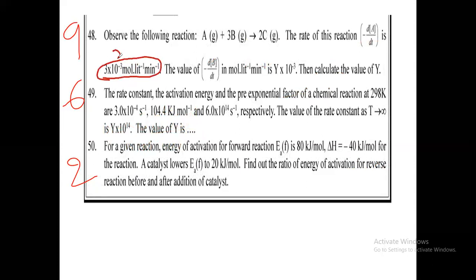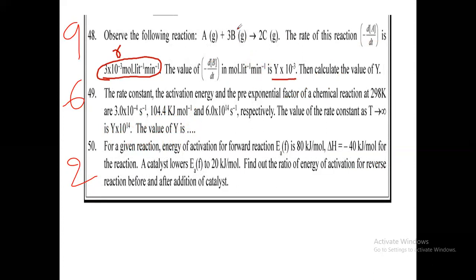The rate of reaction is given, which is equal to the rate of disappearance of A. Minus indicates disappearance. So the rate of disappearance of A and rate of reaction given is 3 into 10 power minus 3 mole liter inverse minute inverse, right? And the value of rate of disappearance of B in mole liter inverse minute inverse is given as y into 10 power minus 3.